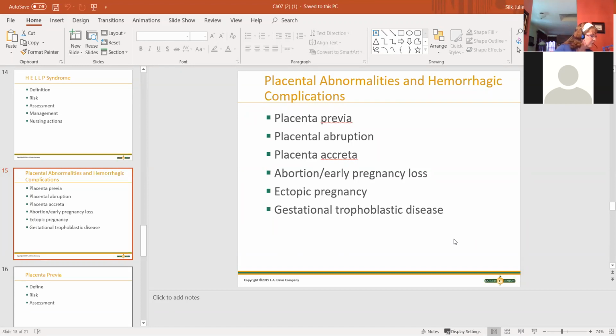So what we do with this: if the abruption results in unstable or deteriorating maternal or fetal status, you're going to just do a cesarean regardless. Medical management, of course, if you knew about this ahead of time, you would give corticosteroids to help with the baby's lungs. And then you're just going to watch really closely after they give birth.